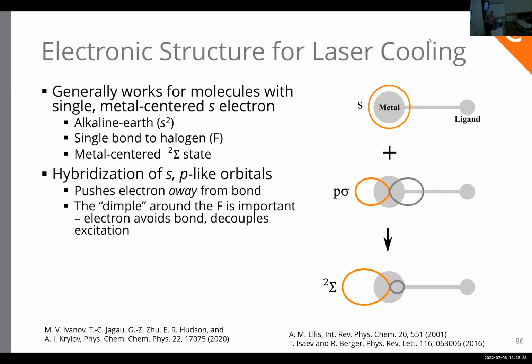When this bond forms, you actually get some hybridization with excited p-type orbitals. And so the resulting electronic wave function is not some metal-centered S spherical thing. It's actually something that's pushed away from the bond, which is exactly what you want. You want something where I excite this electron and this doesn't care. This is how you get that.